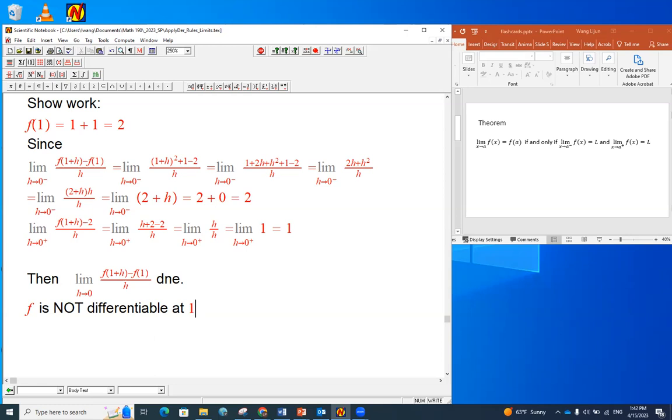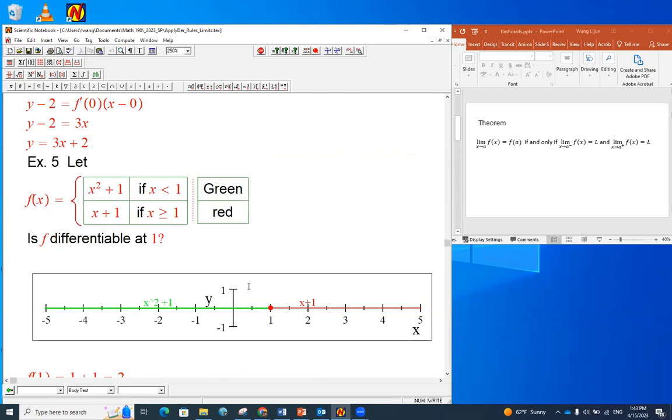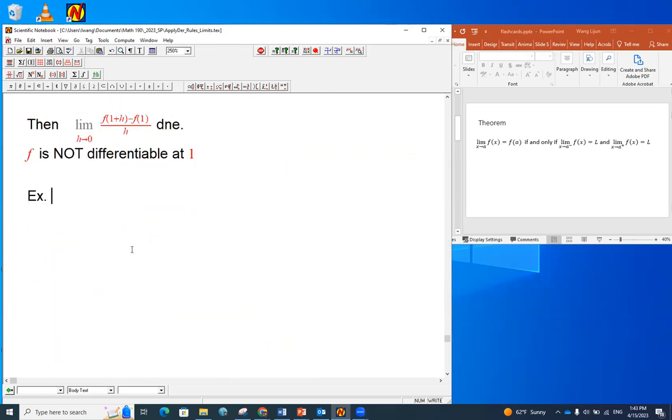There are other questions on product rule and quotient rule, which we already did some examples of, and I will leave that for you to practice. So let's work on some derivative finding with trig functions. This will be example number 6.